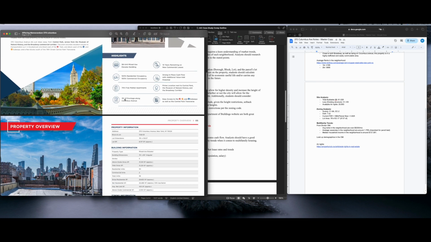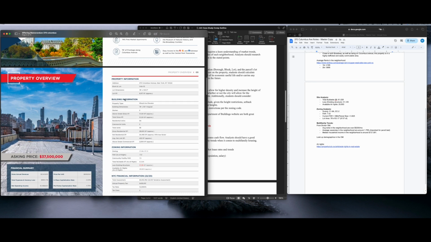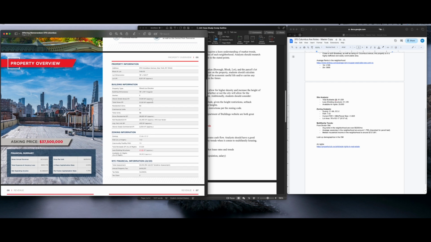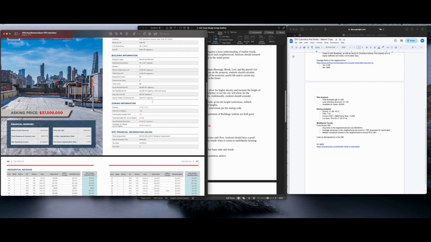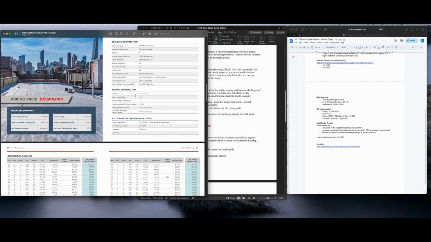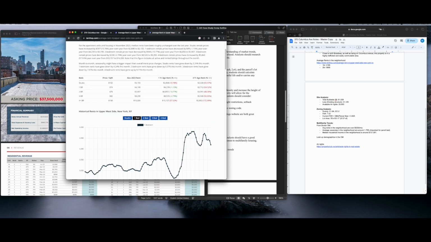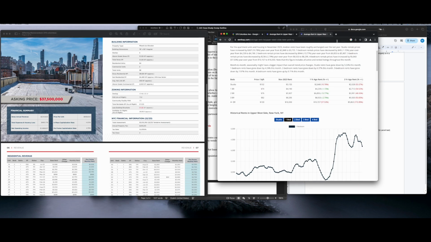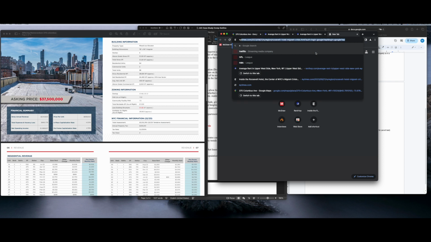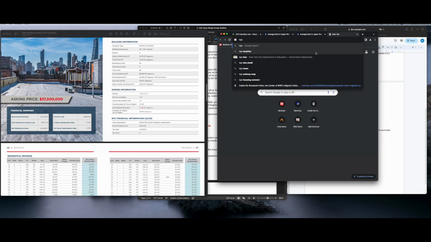Normally, this information can be found in the OM. If you type in the block and lot on a website called Zola, you could figure this information out. But the broker gave us a pretty good idea of it right here. Zoning information, zoning. Oh, and I'll look this up. NYC zoning C1-8.